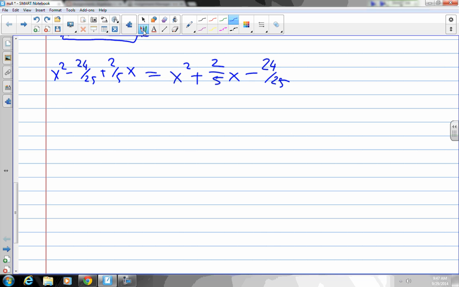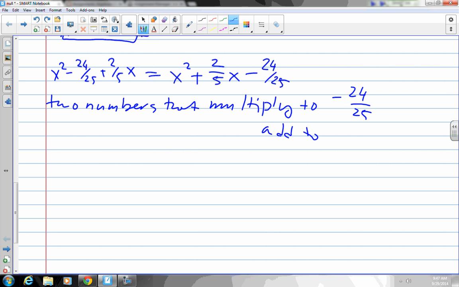So we need two numbers that multiply to negative 24/25 and add to 2/5. So we know right away one number is over 5 and the other one is over 5. There's no other way that can happen, right? There's no way they can multiply to something over 25 and add to something over 5. So the only hang up is the numerator. Well, what two numbers multiply to negative 24 and add to positive 2?